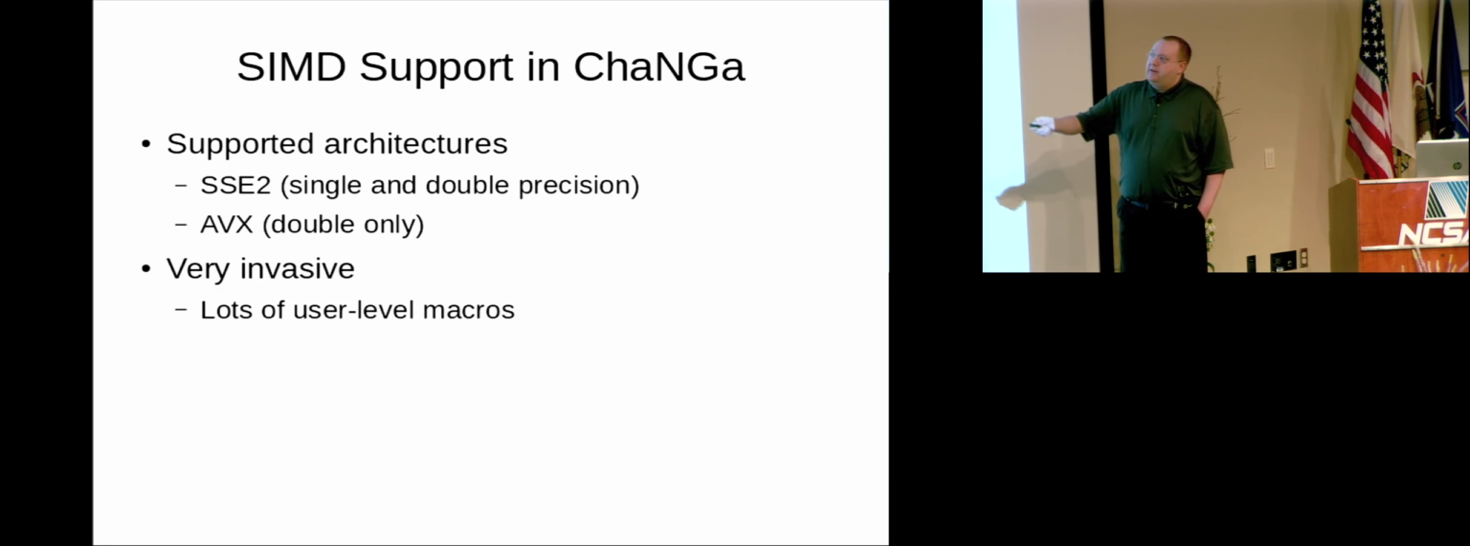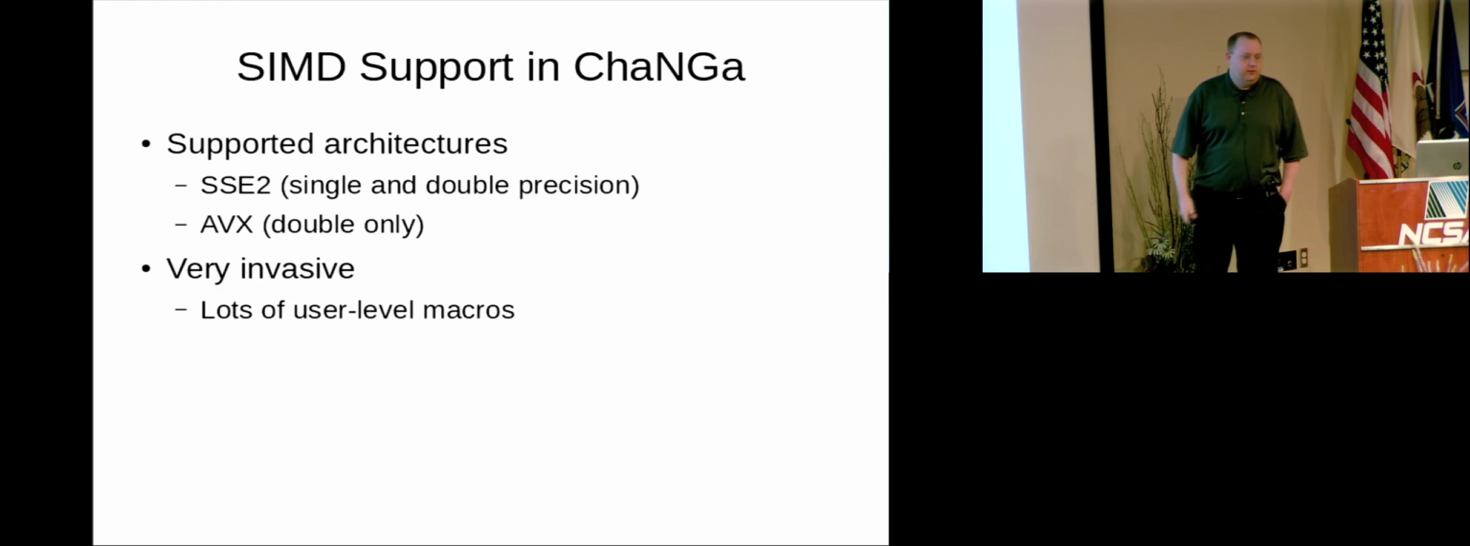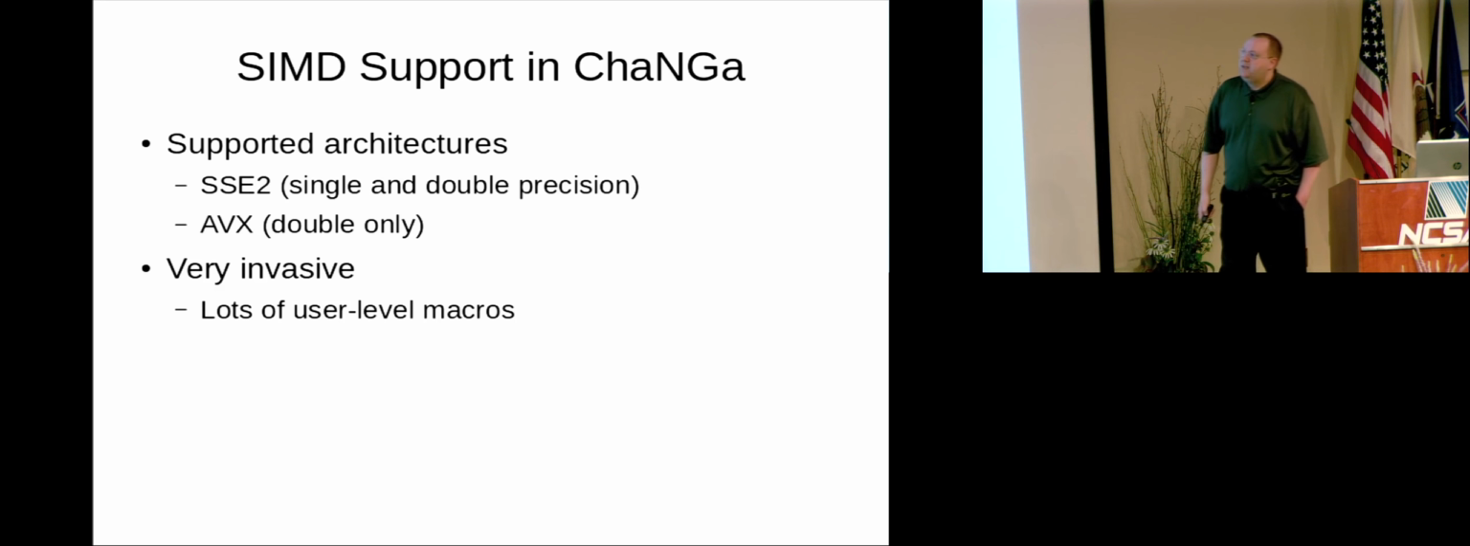There are two supported architectures: SSE2, which is from the early 2000s, in both single and double precision. We don't care about integer arithmetic in ChaNGa. Everything is floating point that we need to worry about. It does support AVX, which came out in 2006-ish, but only in double precision. So you can't do AVX with floats in ChaNGa right now.